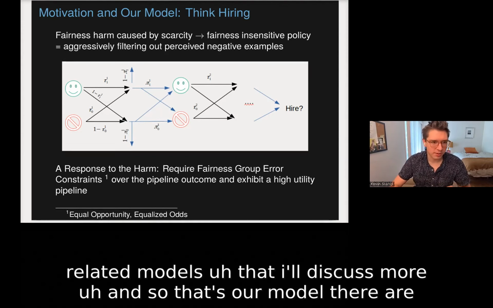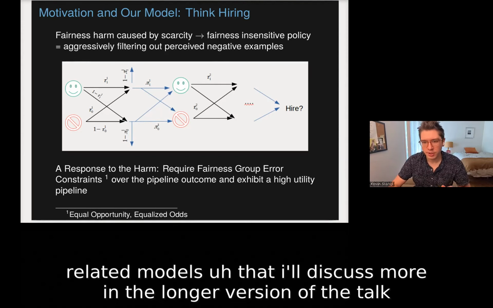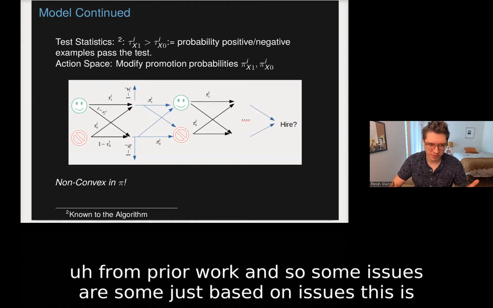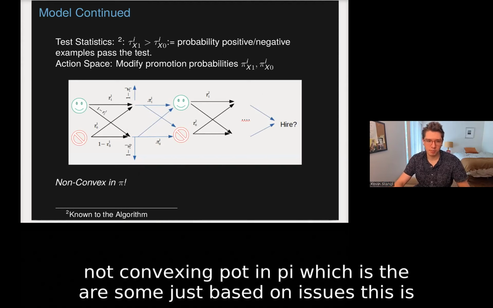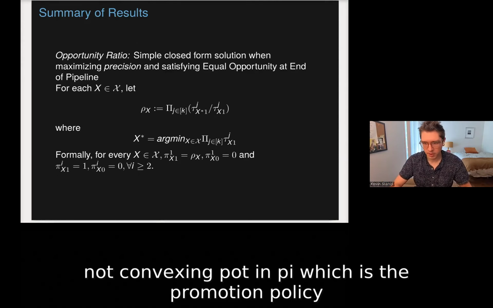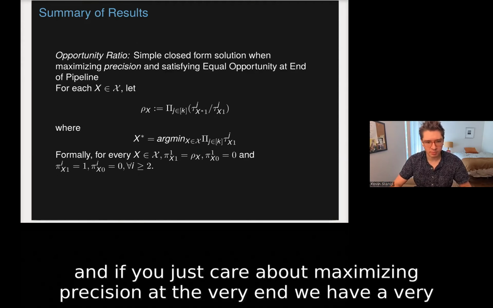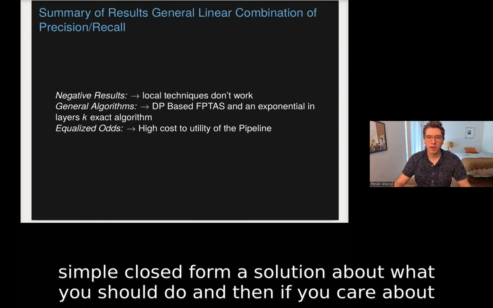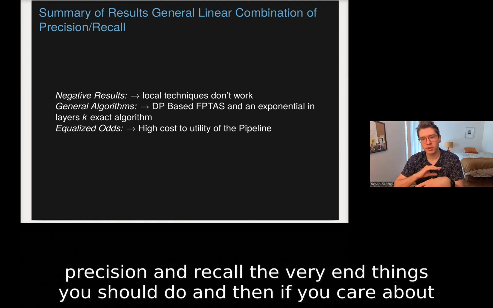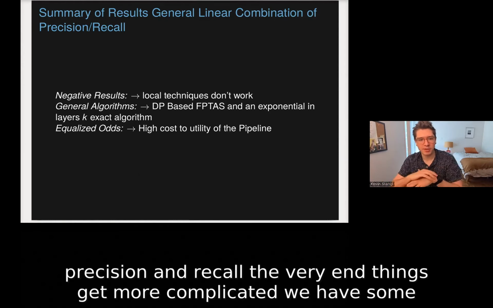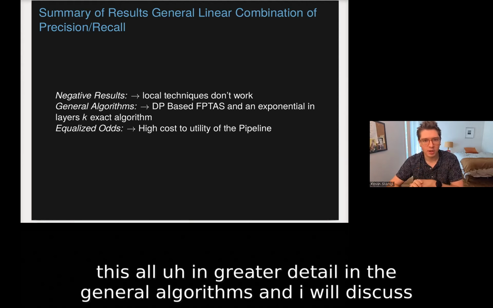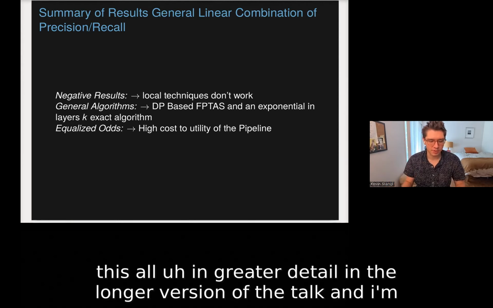There are related models from prior work that I'll discuss more in the longer version of the talk. Some issues are just baseline issues. This is not convex in pi, which is the promotion policy. If you just care about maximizing precision at the very end, we have a very simple closed form solution about what you should do. If you care about precision and recall at the very end, things get more complicated. We have some negative results and we exhibit some general algorithms. I will discuss this all in greater detail in the longer version of the talk.